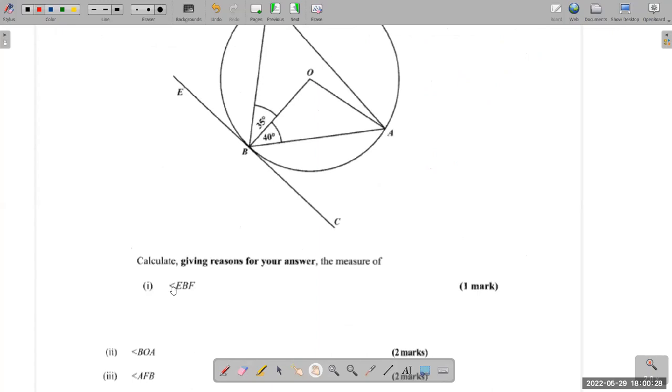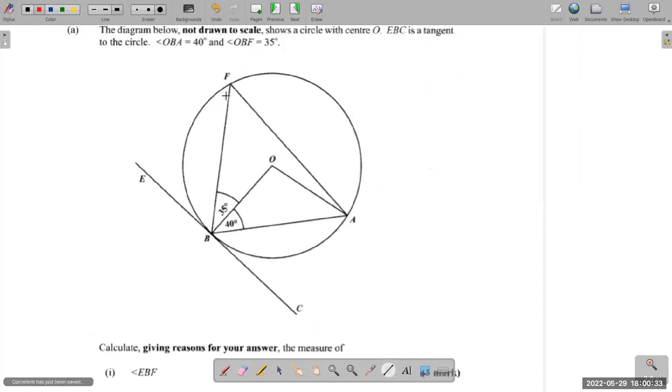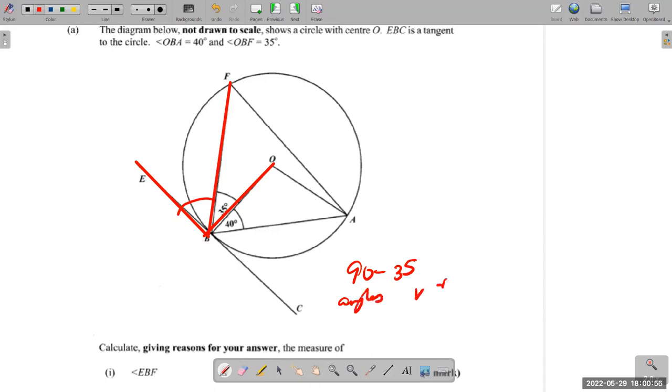So first example, EBF. Where is EBF? Follow the lines. Use your ruler. Where's E? E, that's B. B, where's F? F. Boom. So we need this. The angle between the radius and the tangent is 90. So we know EBF, you write what? 90 minus 35. What is the reason for that? The reason is the angle between the radius and the tangent is 90 degrees. Everybody realize how easy this one was?